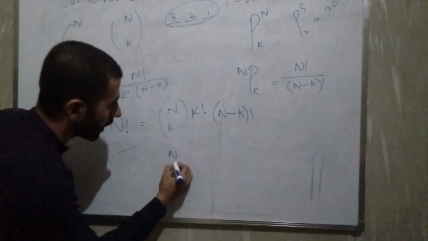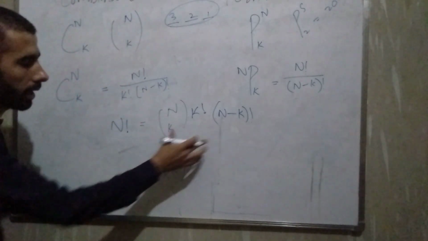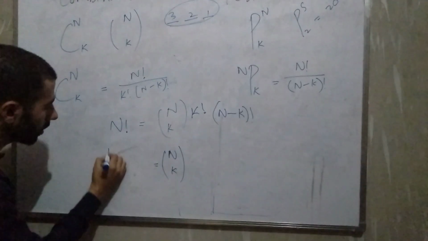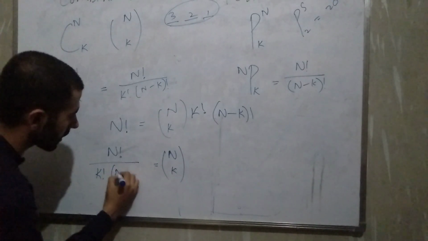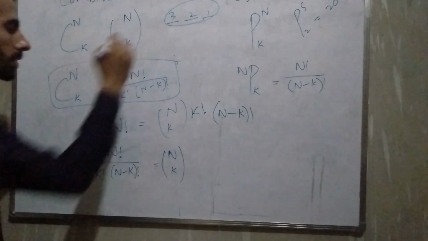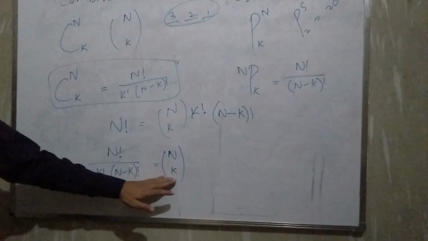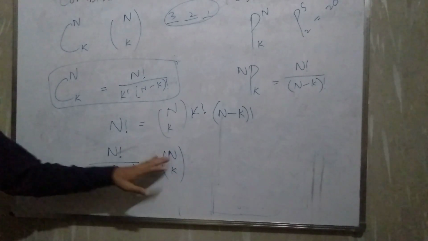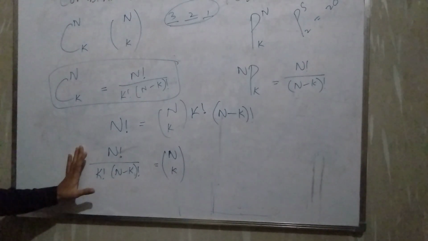If I derive the relation for n choose k from here, I would simply divide both sides by this term, which would give me n factorial divided by k factorial times n minus k whole factorial, which is the same relation as we specified earlier. That if I want to choose k people out of n people, or k things out of n things, this is the number of selections that I can make.